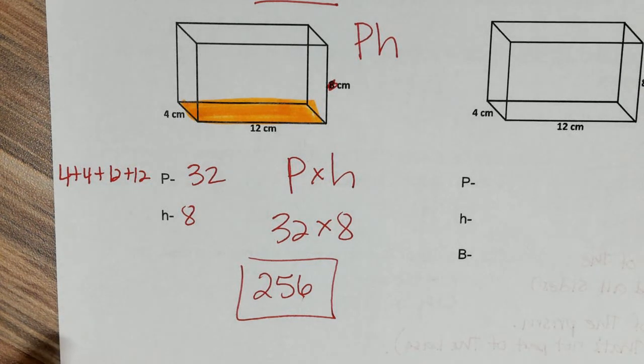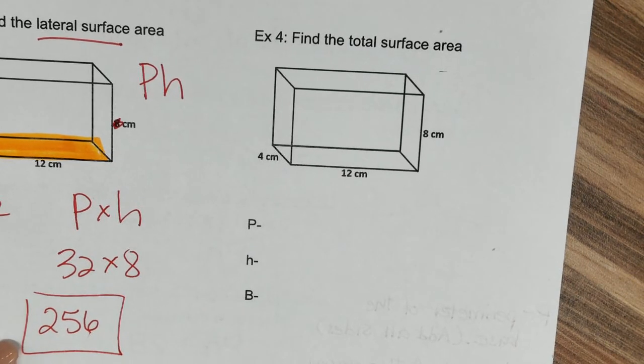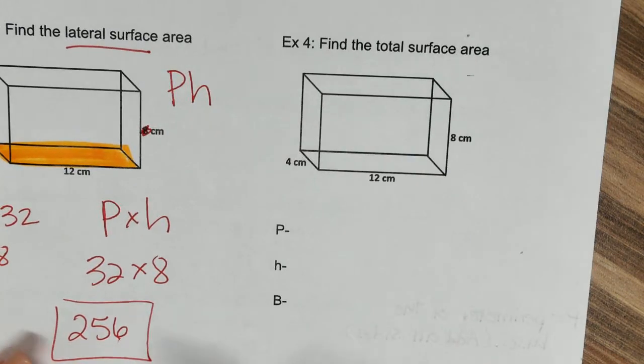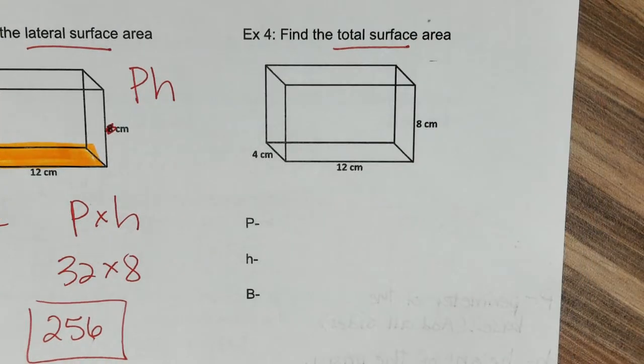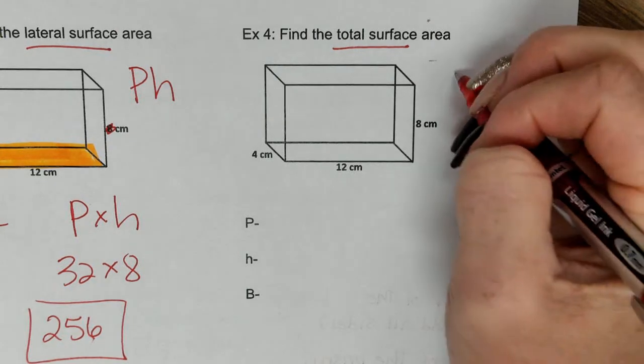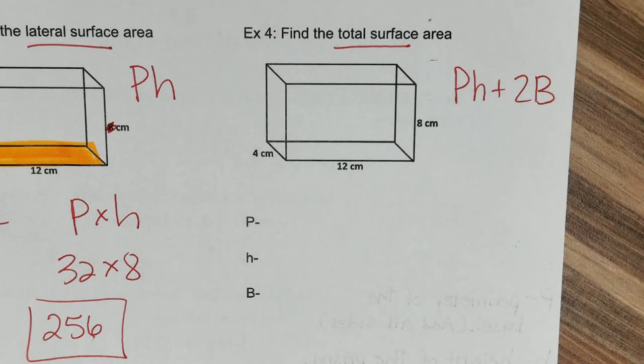How did we do? The last one, I want you to do the whole thing on your own without me guiding you. I want you to remember all the steps I taught you. What did it ask for? That means you're going to do P times H plus 2 times B. First, identify the base by shading it in. Second, write the height down and mark it out. Then find the perimeter of the base and the area of the base. Go. And then we'll go over it.